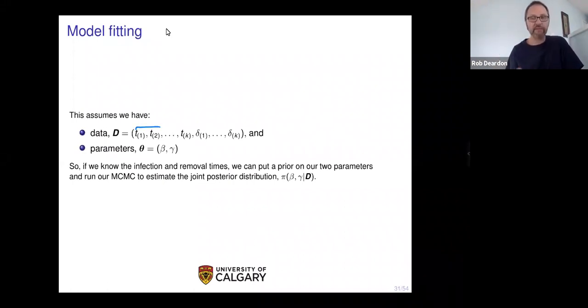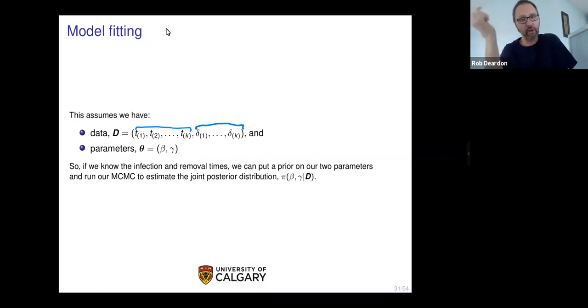Remember, I've got my event times, k of them ordered, and then I have these indicator variables that define whether that event was an infection or whether it was a removal. And I've got a parameter vector that has two parameters in it, the beta and the gamma. So if we know those event times, we know when the infection times and the removal times occurred, we just put a prior on our two parameters. Usually we assume a priori independence between the parameters, but we don't have to do that. But we put our prior on the parameters and then use MCMC to generate samples from the joint posterior distribution.